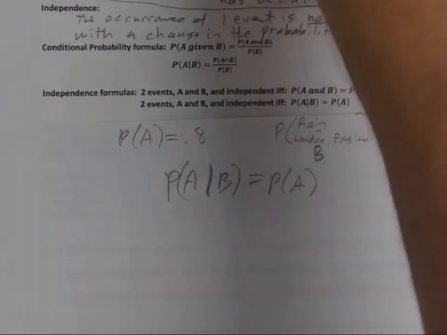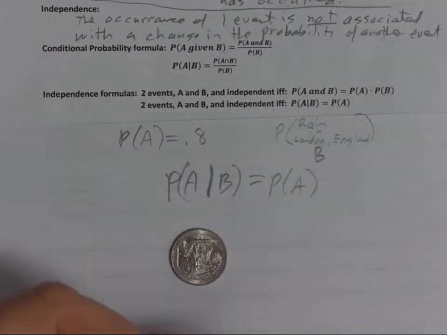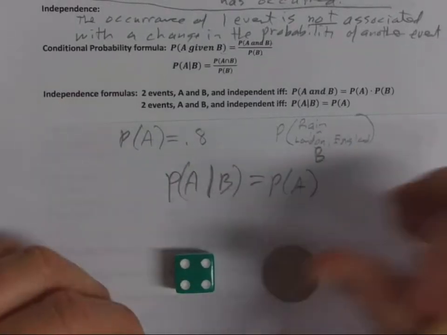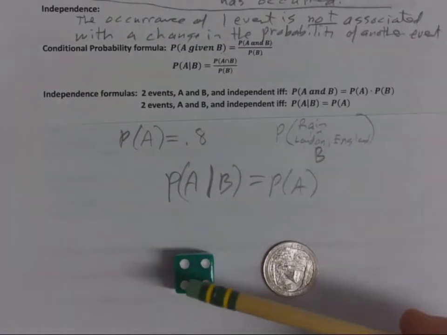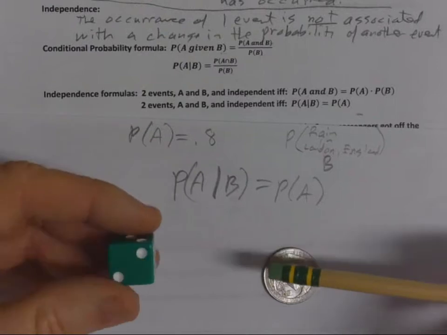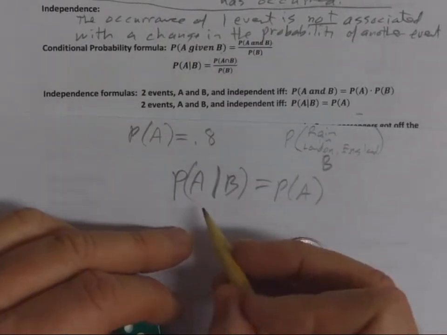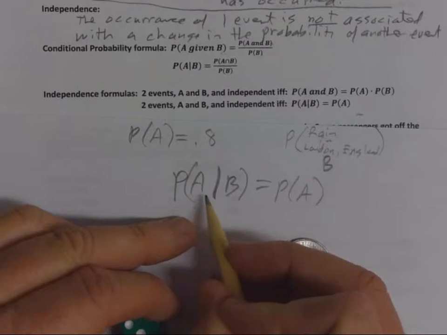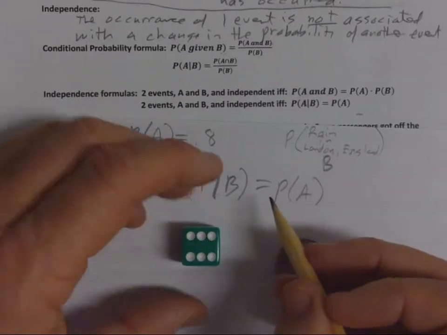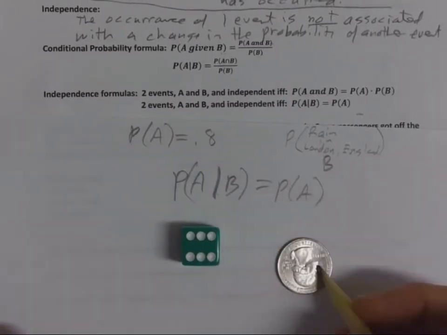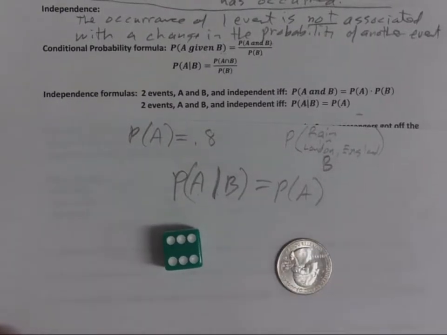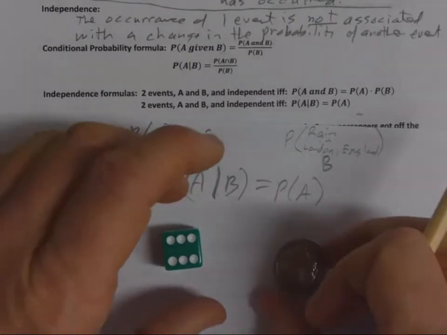It's just like flipping a coin. Let's say event A is rolling a die and getting a 5 or a 6, and event B is flipping a coin and getting heads. What's the probability of flipping a coin and getting heads, given that I've rolled a 6? Well, it's still 0.5. B has no influence on A. So that's one way of showing independence.